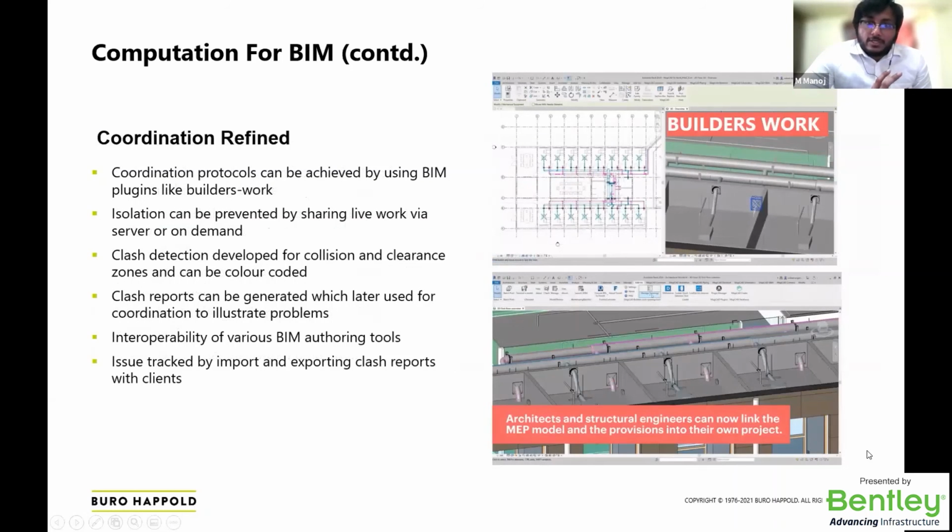And we can refine the coordination. For example, we can use Builders Work in Revit. This is one of the things that we automate, and it's one of the computation methods that we can follow. Using Builders Work, it collects the opening information from a small XML file. When everything is checked, it cuts the holes. In addition, it automatically alerts when the size or provision is changed, or even if the provision is deleted. That's the best part about Builders Work. We can also create clash detection for collisions. If there is a clearance zone and we have an object in it, it can show that, so we know we have to clear it. We can also export these clash reports to the client and import clash reports from the client, so we can compare various models and figure out how to solve them.